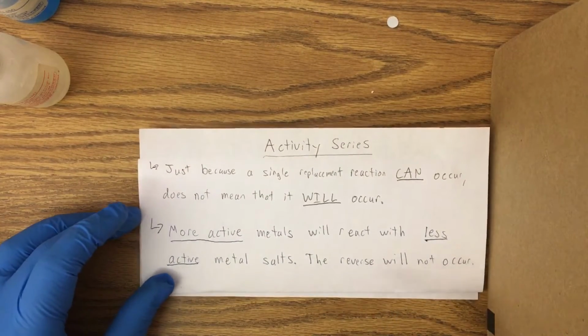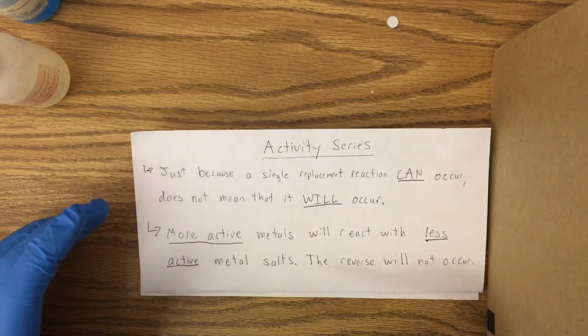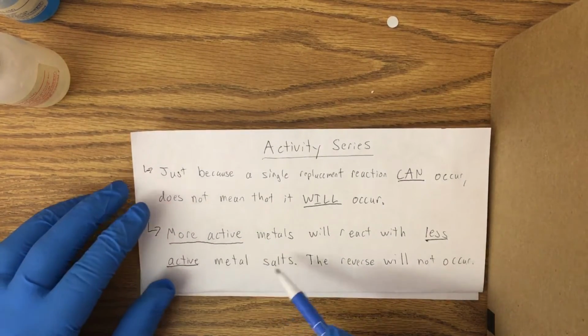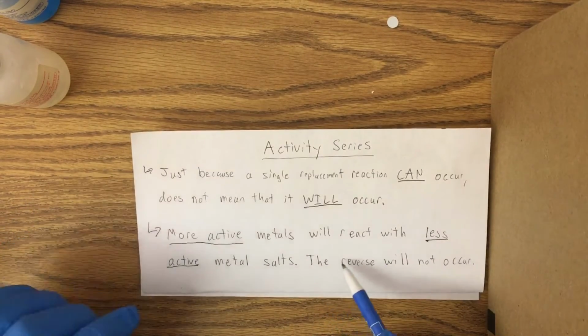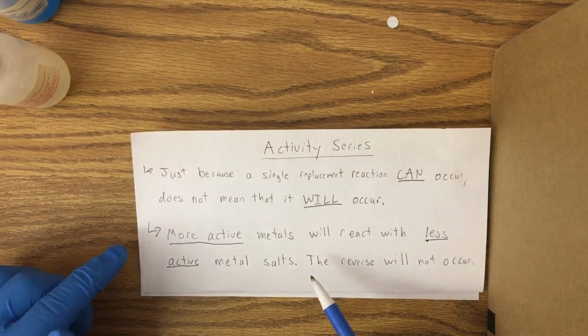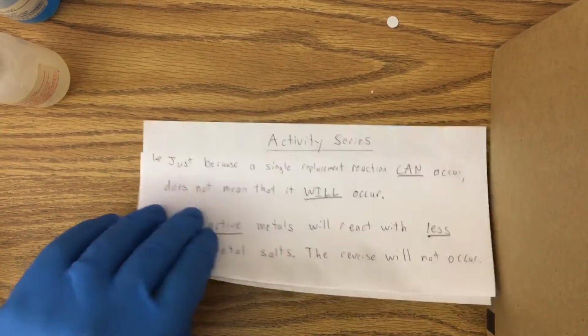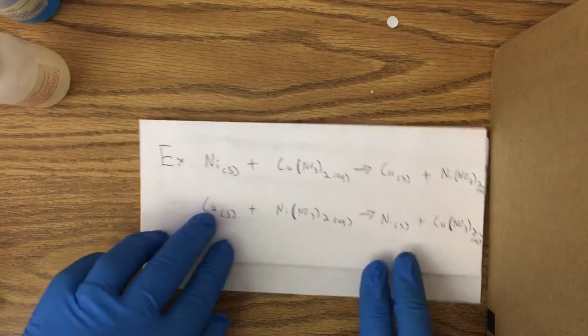And the rule that governs this is that metals that are listed as more active on the activity series will react with less active metal salts. However, the reverse reaction will not occur. What do I mean by that? Let's take a look at an example.